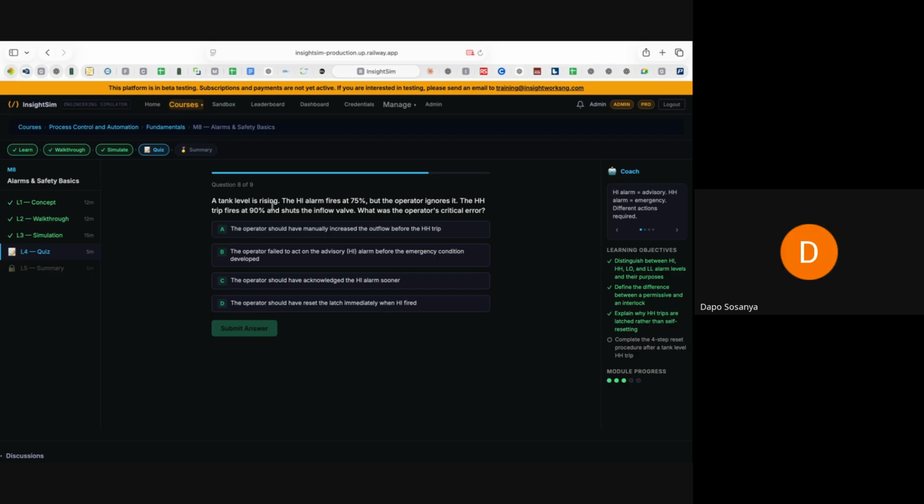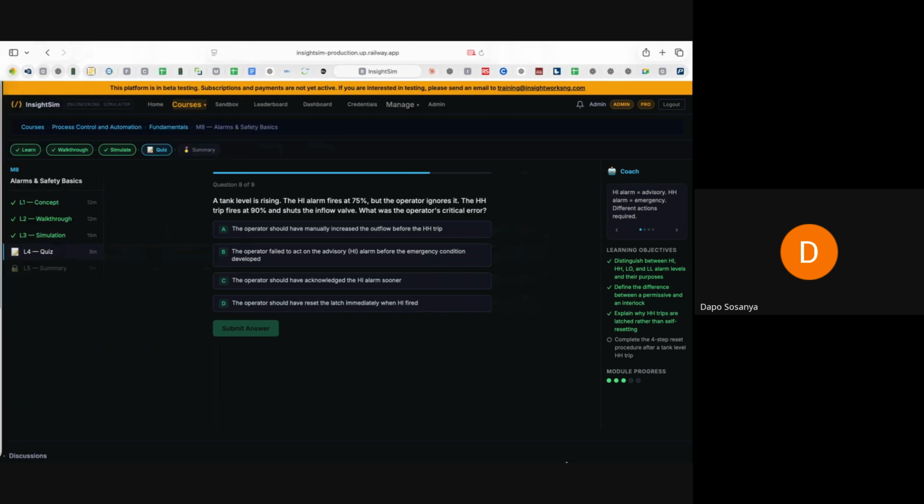A tank level is rising. The I alarm fires at 75%, but the operator ignores it. The II trip fires at 90% and shuts the inflow valve. What was the operator's critical error? The operator failed to act on the advisory I alarm before the emergency condition developed. So the alarm escalated.